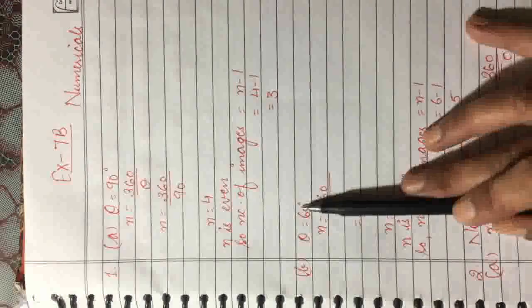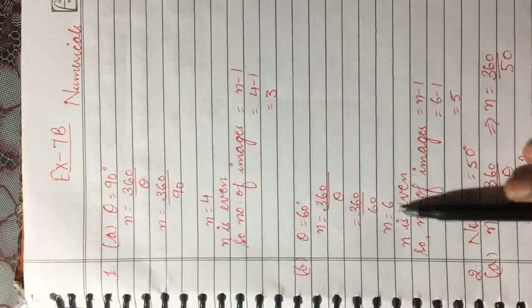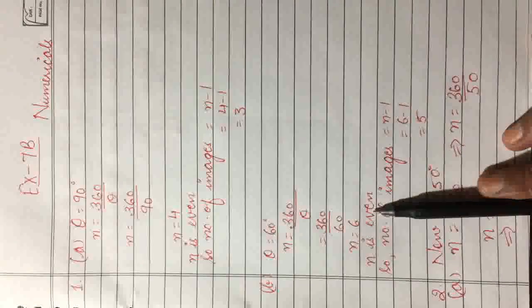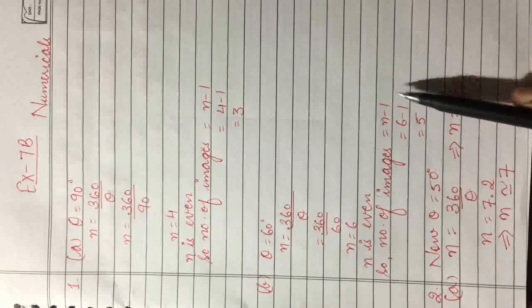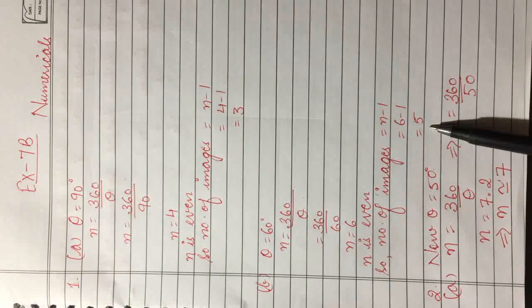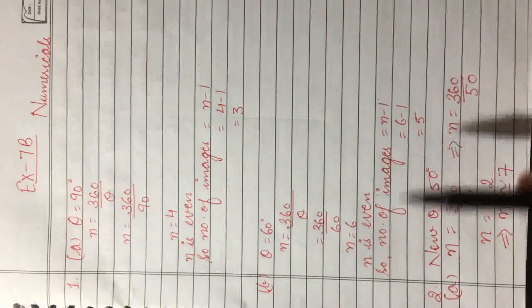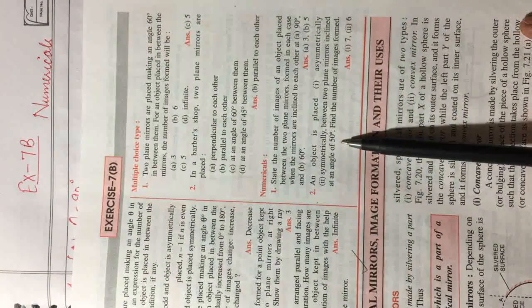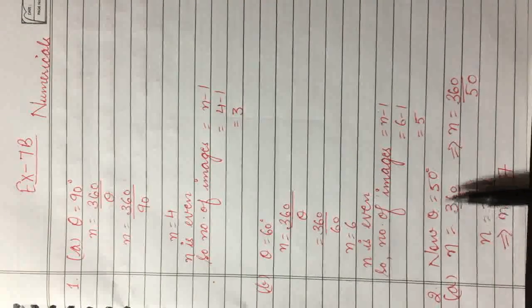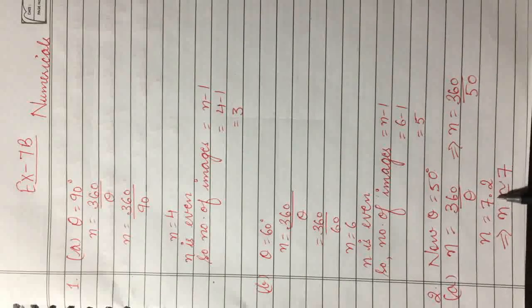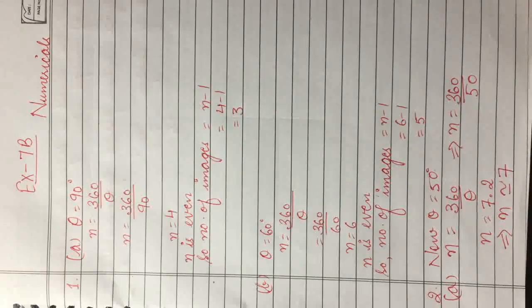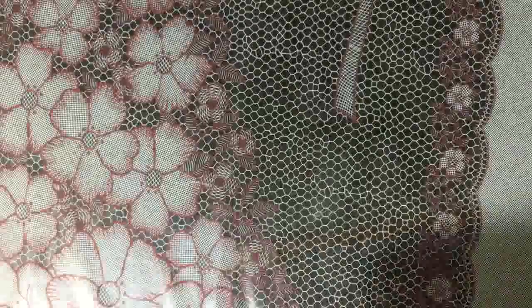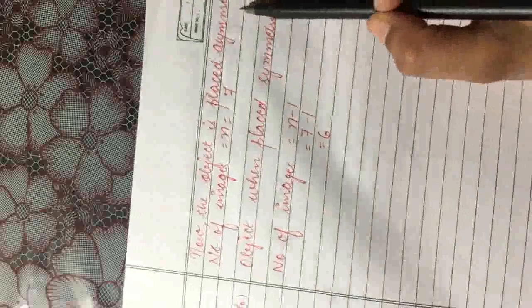In part B, theta is 60 degrees. If we substitute 60, we get n to be 6. N is even, so the number of images will be n minus 1, that is 5. In the second case, the object is placed asymmetrically and symmetrically, and theta is given to be 50 degrees. We have to calculate the number of images in both cases. If we substitute theta as 50 degrees, n is coming out to be 7.2. So we will approximately take n to be 7. So in the first case, the object is placed asymmetrically.